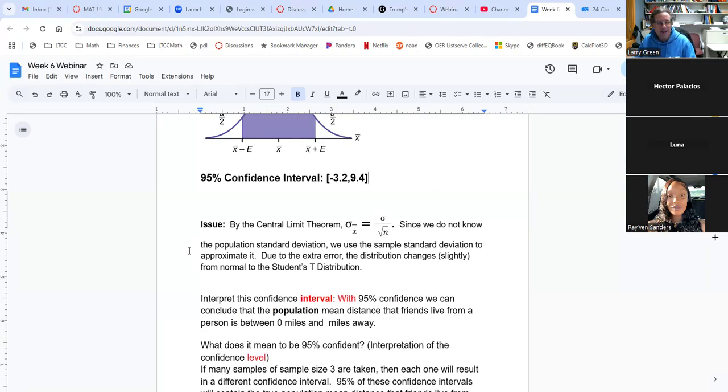So now let me talk about how we can take these numbers and interpret them. This is really important. So with 95% confidence, we can conclude that the population mean distance that friends live from a person is between 0 miles and 9.4 miles away. Okay, and that is how we interpret the confidence interval.